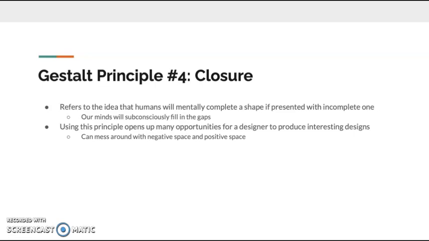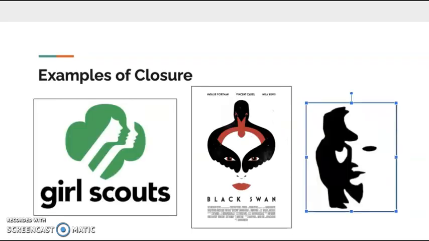This principle opens up many opportunities for designers to produce visually interesting layouts. It also gives them the chance to experiment with negative and positive space. These are the 3 examples I chose to use for closure. For the first example, you can make out the negative space in the green shapes and perceive them as head shapes. Even though they are incomplete, you can still make them out. Even the same can be applied about the green shapes, creating hair for the head shapes.